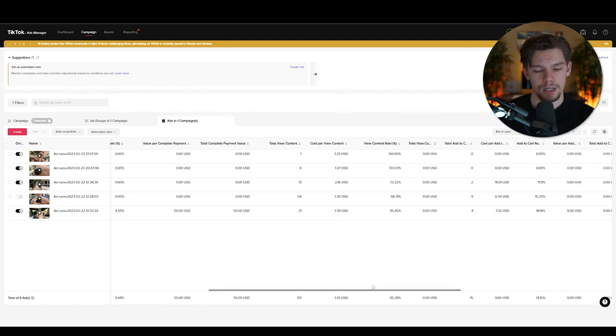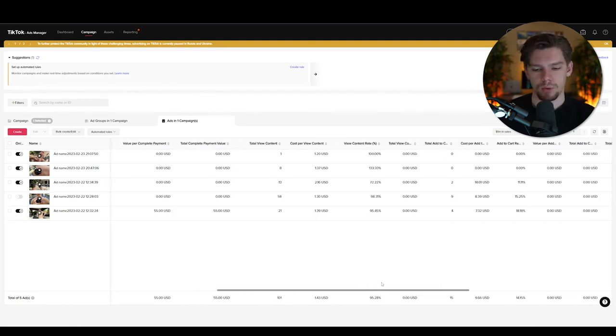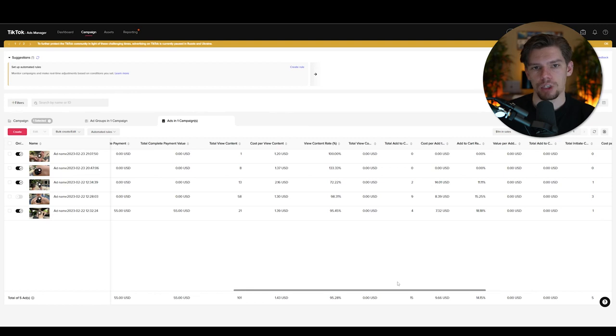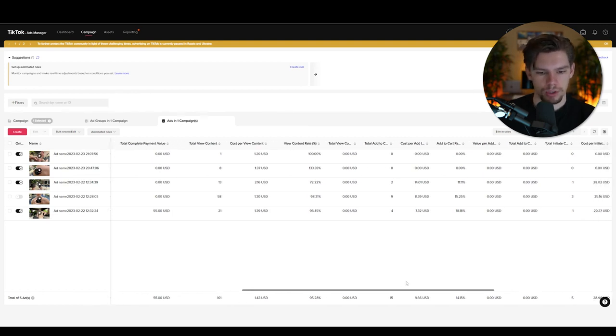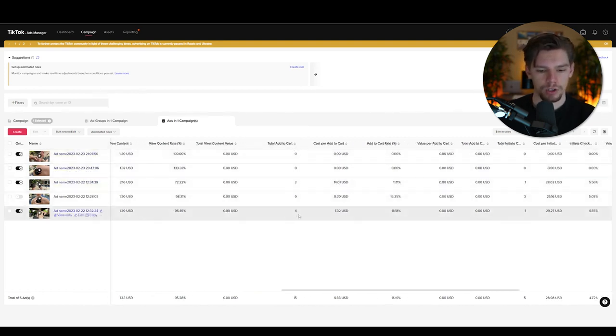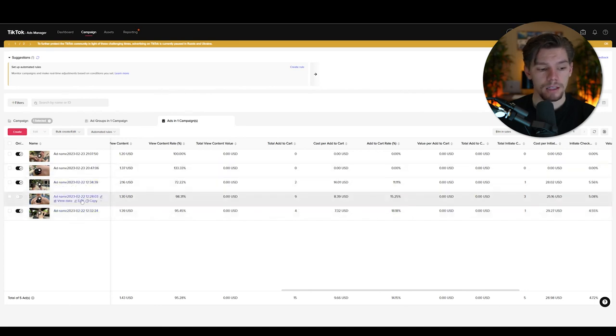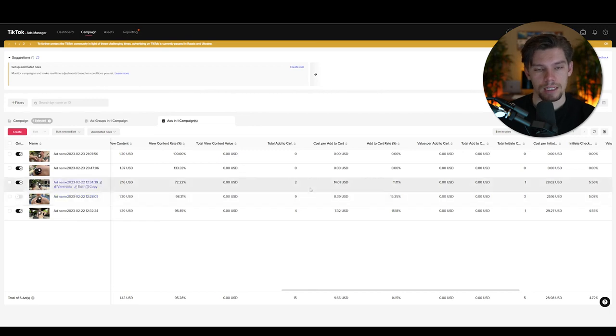This is a lot of data and numbers. So we want to kind of get rid of the stuff we don't need to make it a little bit easier to go through, easier to check our numbers. So now we have the total add to carts. So how many people added to cart? It looks like this one that spent the $70 had a lot of add to carts. So for some reason they didn't purchase.